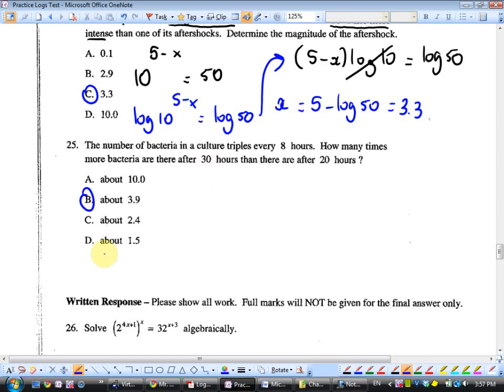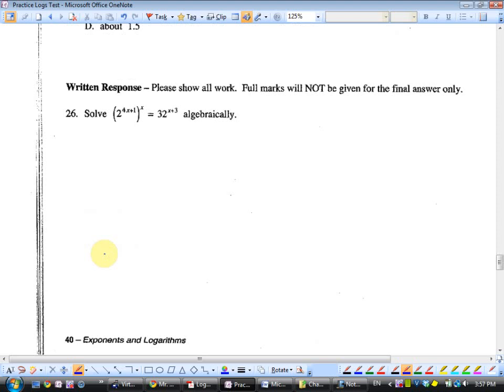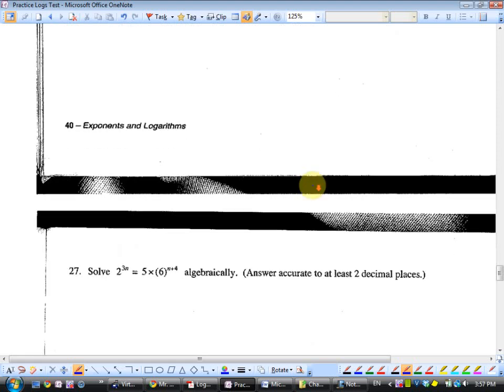A little more than triple. What does triple mean? Bob, what does triple mean? 3. So what's a little more than tripling? About 3.9 times as much? Pretty sure it's B. In fact, it is. Right? 8 hours it triples, 10 hours, probably a little more than triples, right? Yeah. Sure. Good. Okay. Ignore 26 because that's actually base 2.